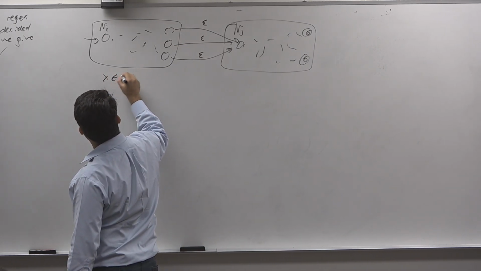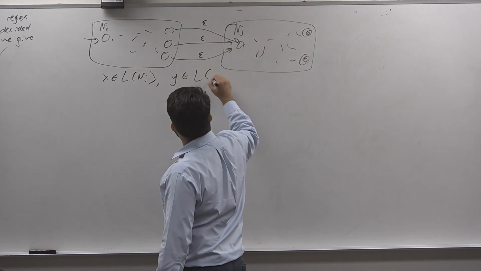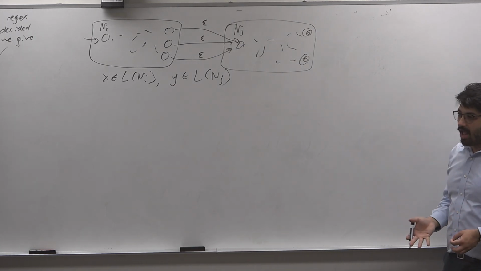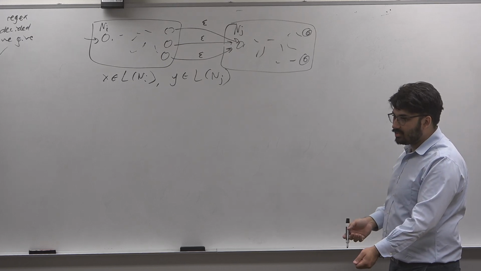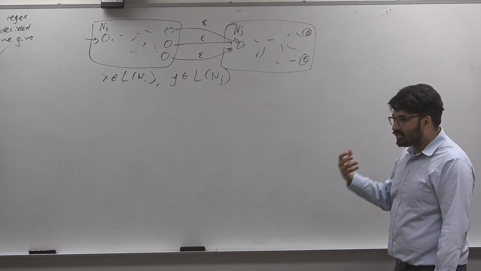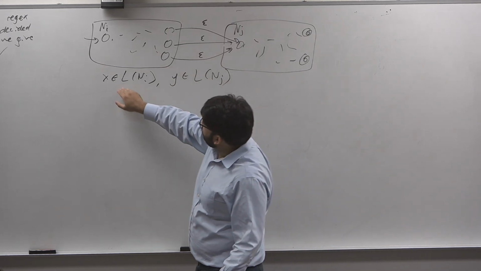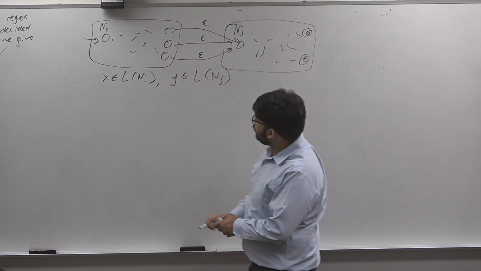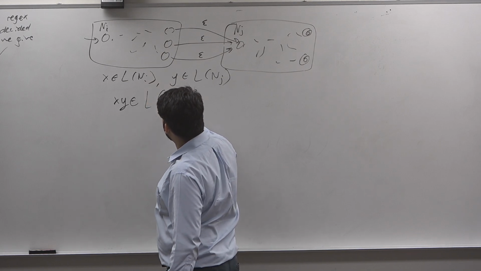Let's say X is accepted by L of Ni, and then Y is accepted by L of Nj, right? An accepted string really is a path in a graph. If you think about it, it's an answer that tells you how to get to an accept state, right? So the string is just telling you a path in the graph, and it's accepted if it tells you how to get to an accept state. So if X is a path from here to here, and Y is a path from here to here, then certainly XY will be a path concatenated by these two.